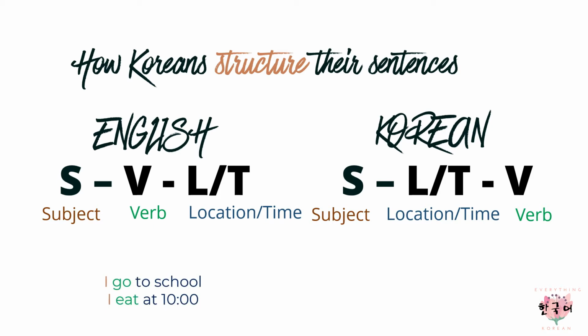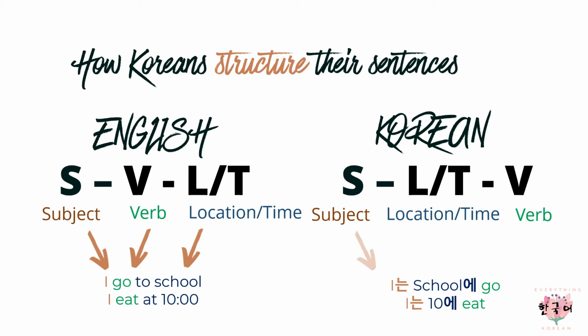So for example, we have the sentence, I go to school and I eat at 10 o'clock. So we have the subject here, our verb, and the location or time. So if we do that in the Korean sentence, that will be I school go and I 10 eat. And also, as you have noticed, I have already added our topic particle to the subject 는, our location or time particle to school and 10. And lastly, our verb.